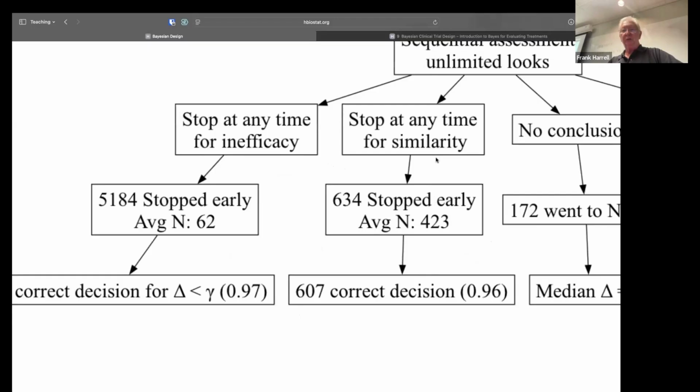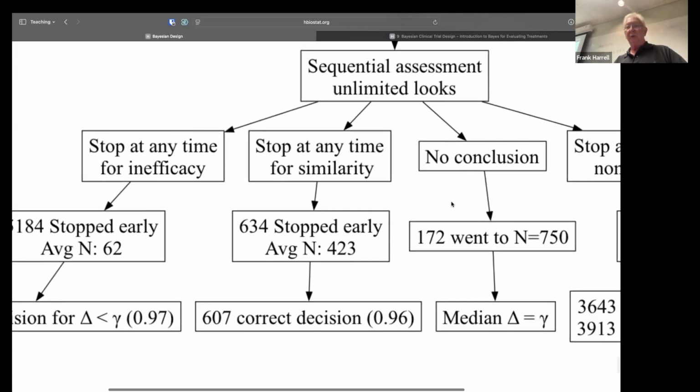What about stopping anytime for similarity? This is harder to demonstrate. So you're going to stop later, and you're only stopping 634 trials out of 10,000 with the ability to make a conclusion that the two treatments are similar in their outcomes within plus or minus 1/2 MCID. So we stopped 634 at an average sample size of 423. How often were we correct? 607 out of 634, 0.96.